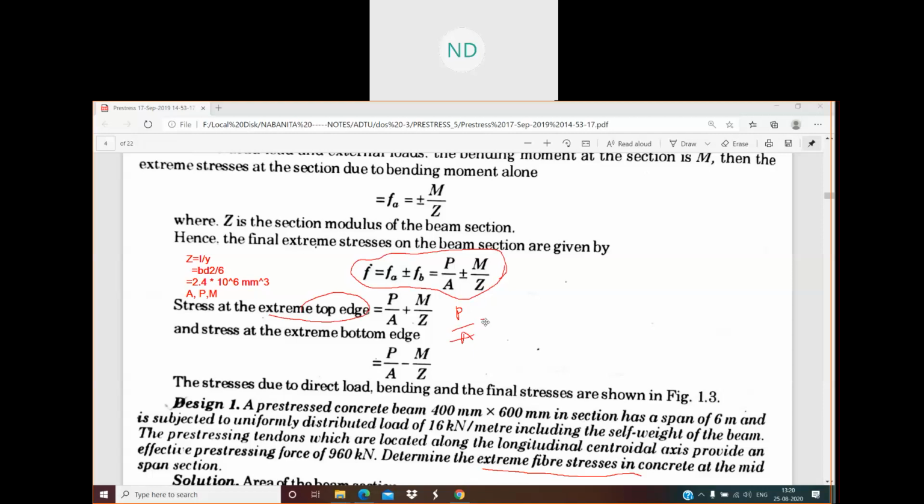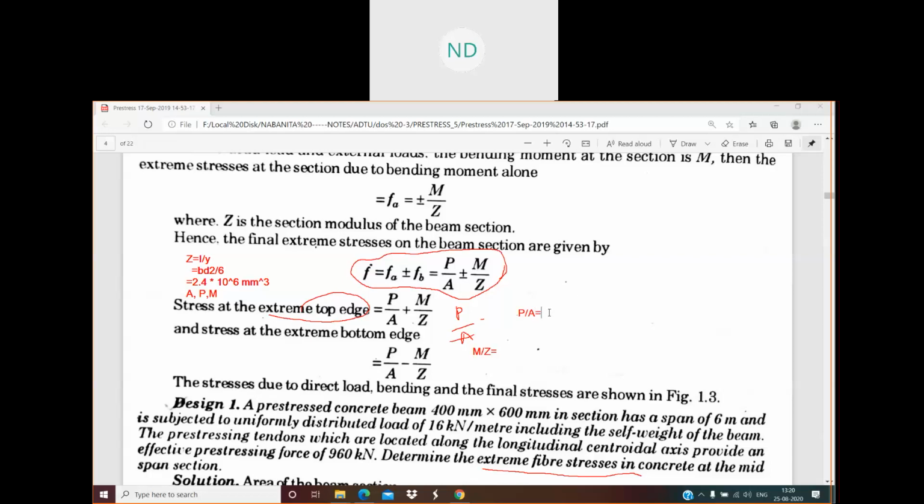Come on, tell me what is P by A. P you know, A you know. What is the value of P by A? Calculate P by A, then also calculate your M by Z. What is your M by Z? What is your P by A? How much is your P by A?